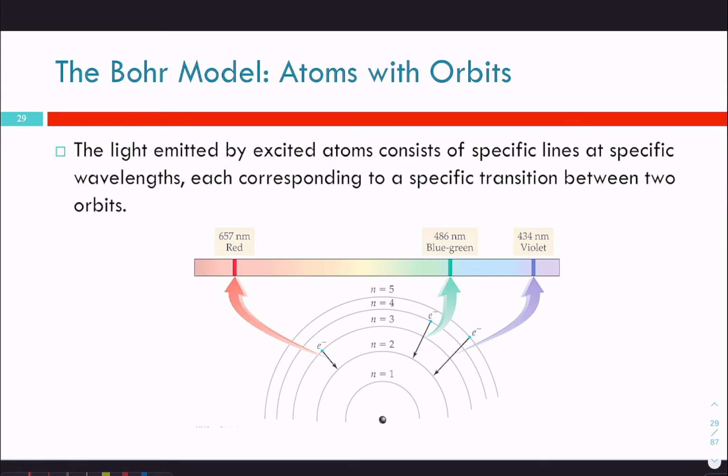Light emitted by excited atoms consists of specific lines at specific wavelengths, and each one corresponds to one of these quantum orbits. So you could explain the frequencies of light for a hydrogen atom as these electrons jumping up to the third, fourth, and fifth orbits, and then relaxing back down to produce the very specific wavelengths of light.